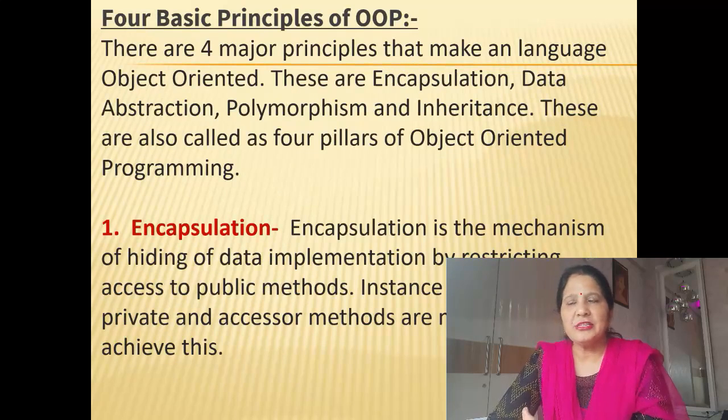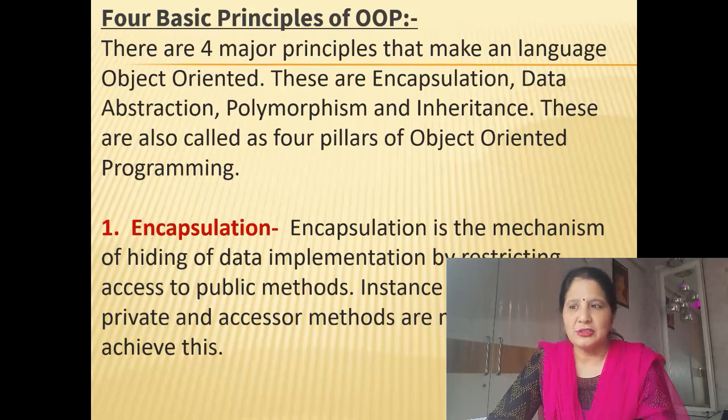Now, I will explain the basic principles of OOP. There are 4 major principles that make a language object oriented. These are encapsulation, data abstraction, polymorphism, and inheritance. These are also called the 4 pillars of object oriented programming. These 4 principles make object oriented programming easier to understand.